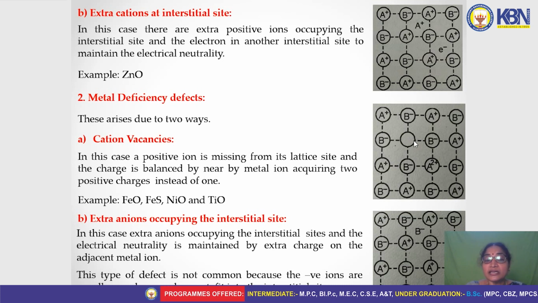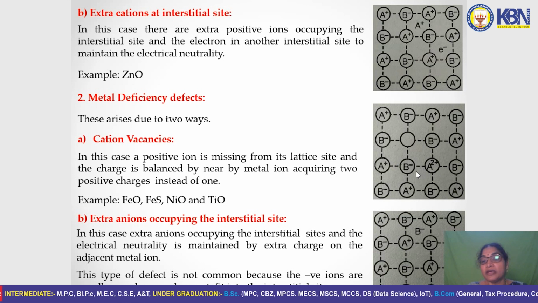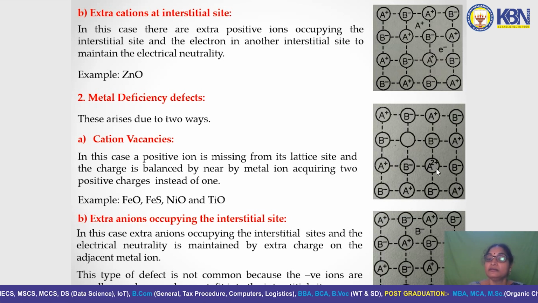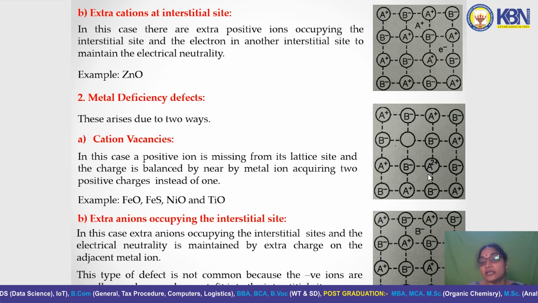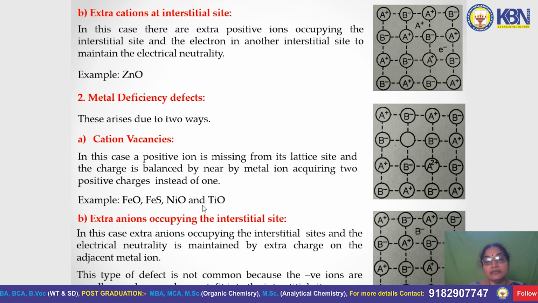and to maintain the electrical neutrality, a nearby positive ion loses an electron and forms a dipositive ion, so that the number of positive and negative ions becomes equal. One cation leaves its lattice point, and another cation loses an electron and forms a dipositive cation, so that the numbers of positive and negative ions are the same. This kind of defect can be observed in FeO, ferrous oxide, FeS, ferrous sulfide, NiO, nickel oxide, and TiO, titanium oxide.